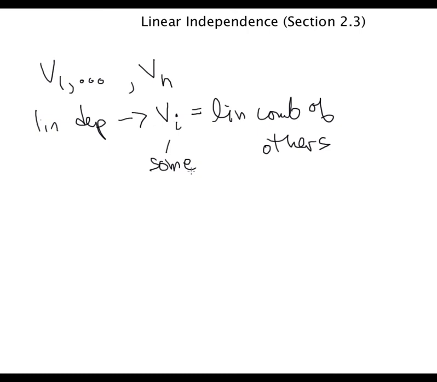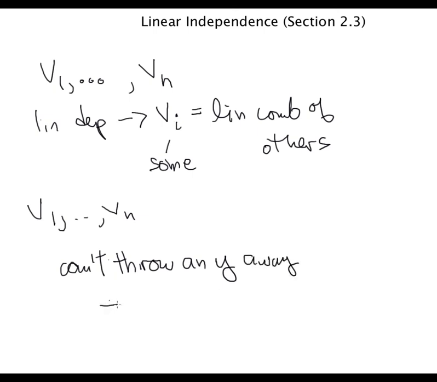So you take this set of vectors, throw away vi, and then do it again, and ask if you can get rid of any of them. And when you're done, you'll have a set of linearly independent vectors. If you have this v1 through vn, you can't throw any away. Well, that's exactly the situation where these vectors are linearly independent.